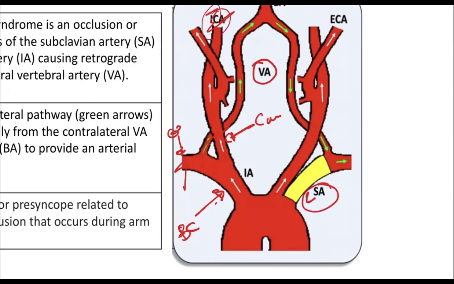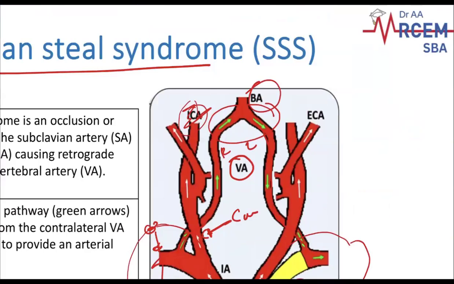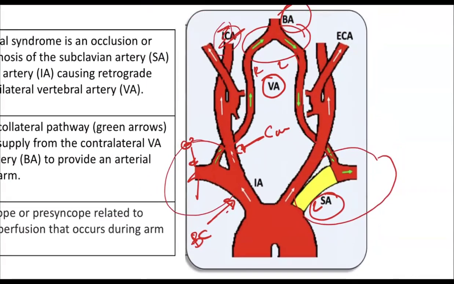The left-sided subclavian artery also gives a branch, the left vertebral artery. So the right and left vertebral arteries combine together. So there is a connection between the left subclavian artery and the right subclavian artery. They combine together to form the posterior circulation, the basilar artery usually. Now, what happens in subclavian steal syndrome? In subclavian steal syndrome, there is a stenosis or something causing obstruction in the subclavian artery, the left-sided subclavian artery.